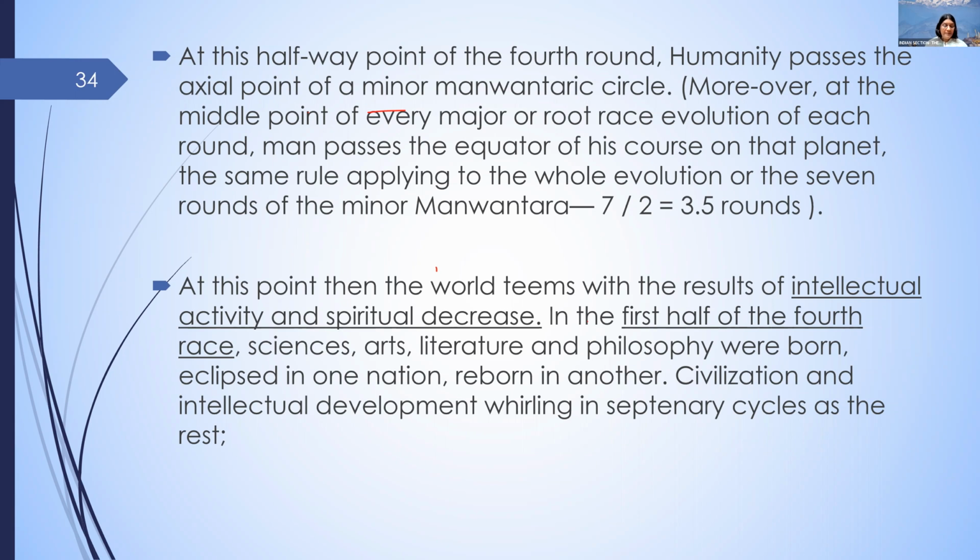So we have read about how art, science, technology, everything flourished during the Atlantean root race. That was the fourth root race. And there was decline in spirituality and morality. And the sub-races and branch races of this Atlantean race saw the rise and fall of civilizations, which were passing through their own septenary cycles.